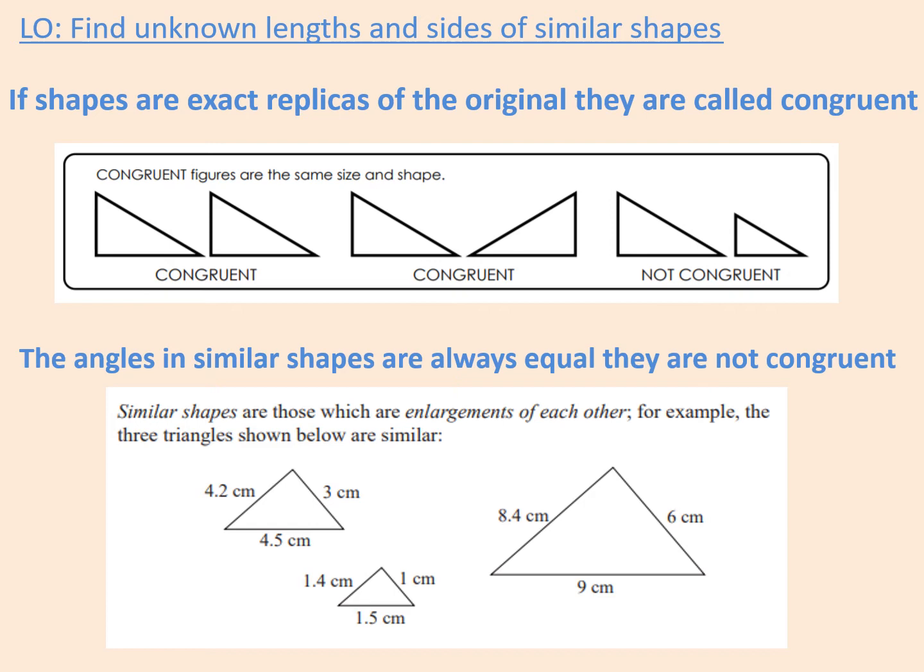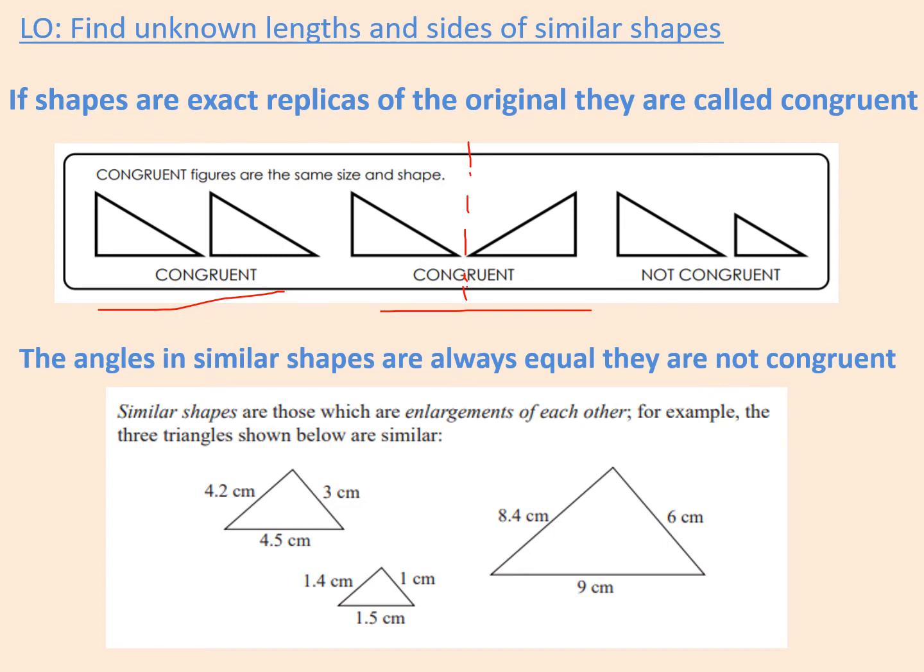If we look at the first 2 triangles here, they are the same size, the same shape, the same side lengths, the same angles. They are classed as being congruent because they are the same. If we look at the triangles in the middle, they are also congruent. They are the same size, the same shape, same side lengths, same angles. They've just been reflected, so they're a mirror image of each other.